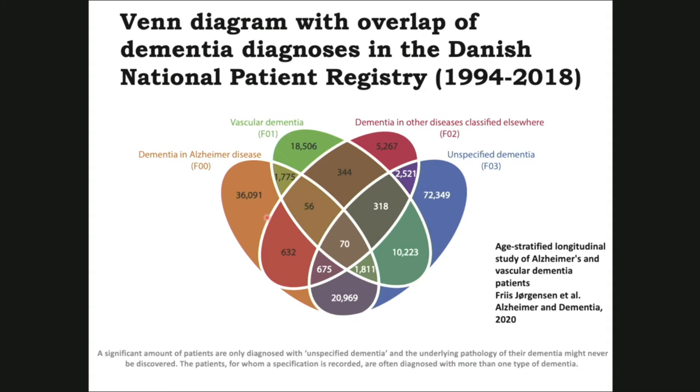Because when we look into the registry and look at dementia diagnoses, most of the diagnoses we find are actually unspecified dementia, because there has not been sufficient work-up for deciding whether it, for example, is Alzheimer's or vascular dementia. And you see a Venn diagram here, 72,000 unspecified dementia in this part of the registry, and then lower numbers for Alzheimer's and for vascular dementia. So we got this idea that we should try to look at the trajectory and see whether we could find some patterns in the Alzheimer's patients and the vascular dementia patients and see whether we actually could assign a more specific diagnosis for the unspecified dementia patients here.